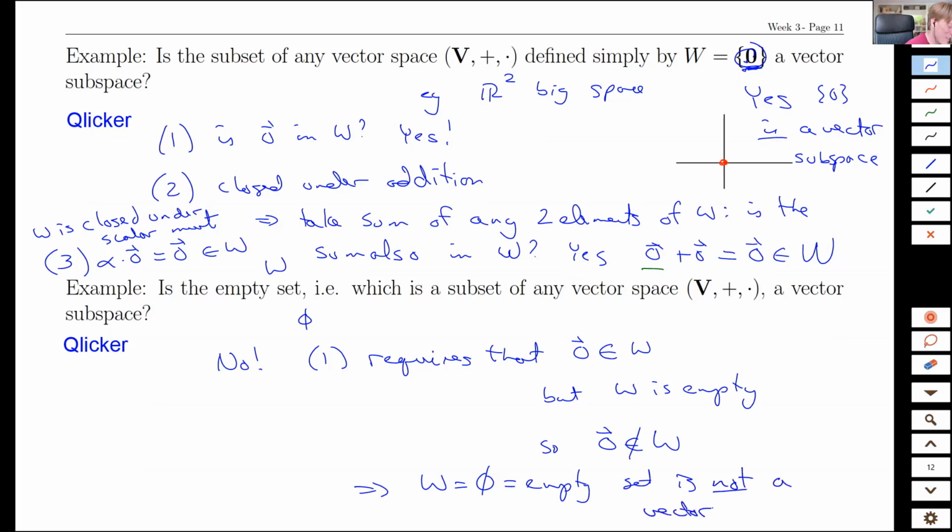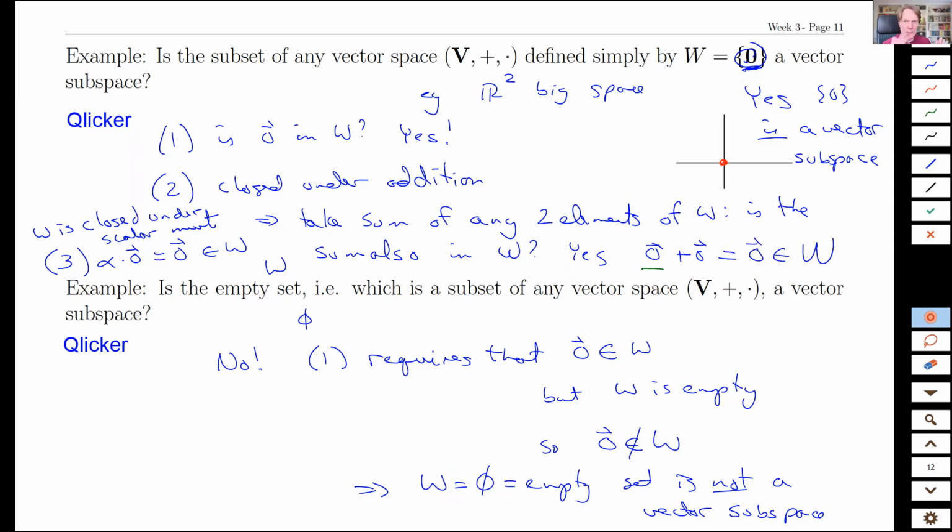So it's an interesting distinction. Programming people would have this same experience of a null set being different from a zero value. There's some common ground there that zero is kind of nothing, but it's not nothing in the same way. So just be aware of that. I can have a single element 0, and that satisfies all the criteria for a vector subspace.